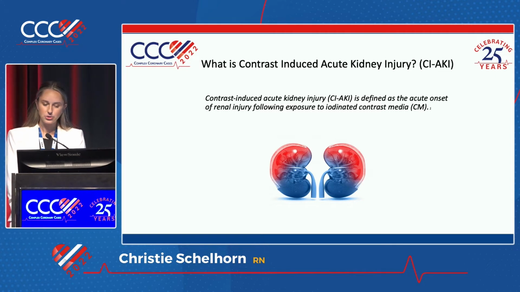So contrast-induced acute kidney injury is defined as the acute onset of renal injury following exposure to iodinated contrast media. Now, although this sounds simple enough, there has been a lot of controversy over this definition. Some radiologists question, how do we know for certain the damage was caused by the contrast received rather than the meds the patient's on, new hypotension or heart failure, for example?